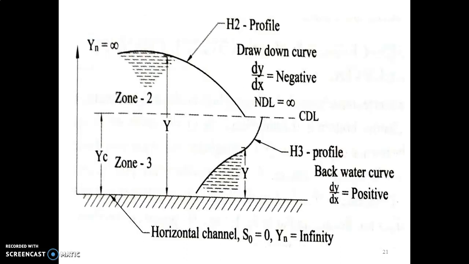Now these are the H2 and H3 profiles in the case of the horizontal slope channel. That is, H2 is almost tangential to the horizontal line on the upstream side, and it is meeting the CDL normally on the downstream side. For the H3 profile, CDL is met normally on the upstream side, and the channel bottom is met normally on the downstream.